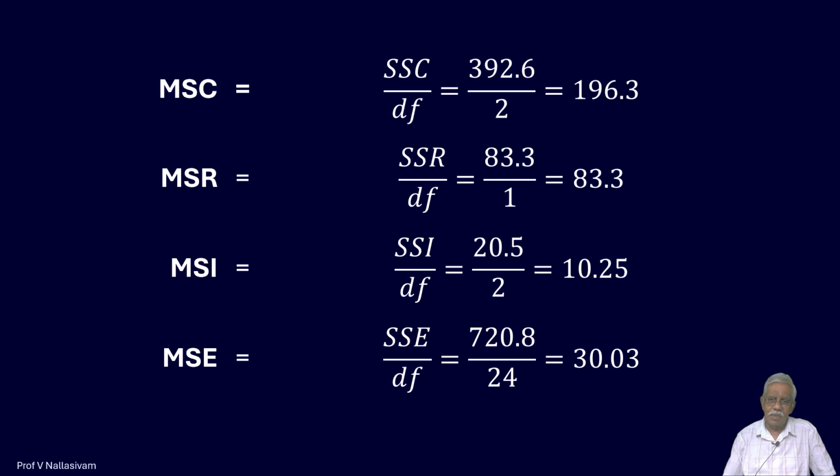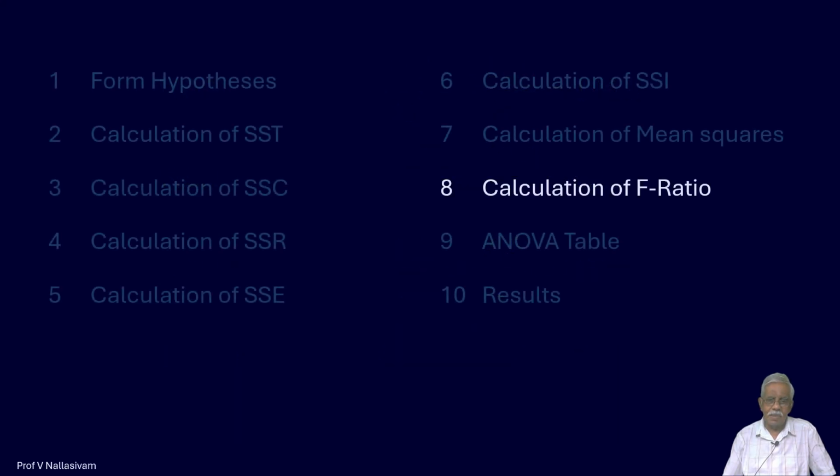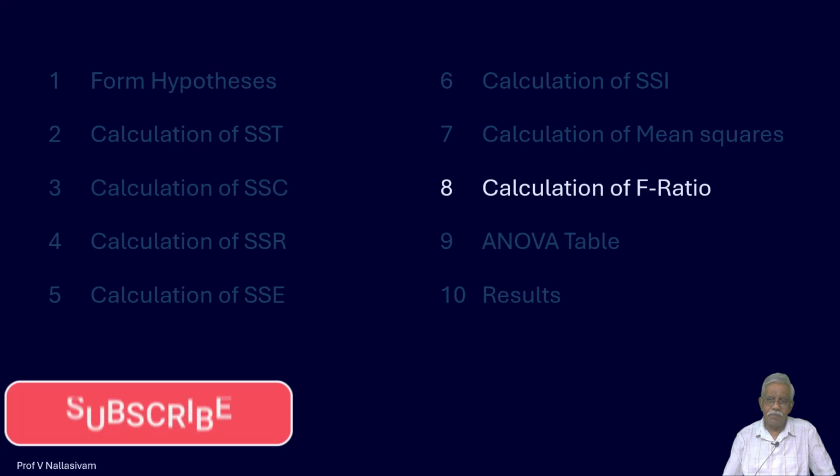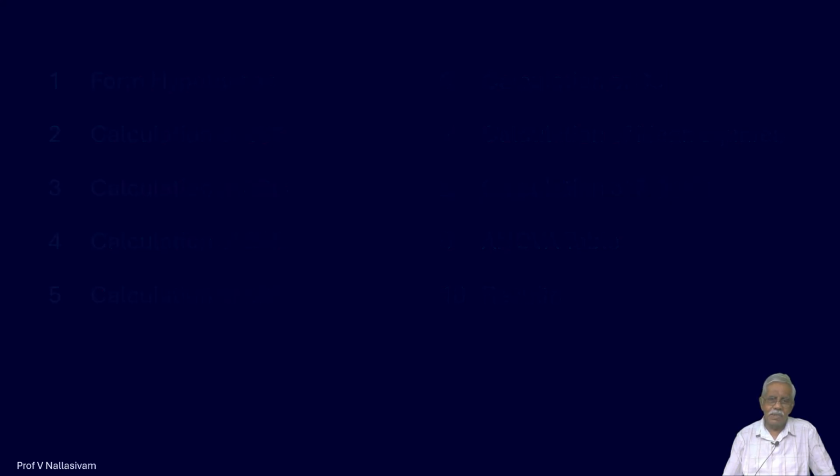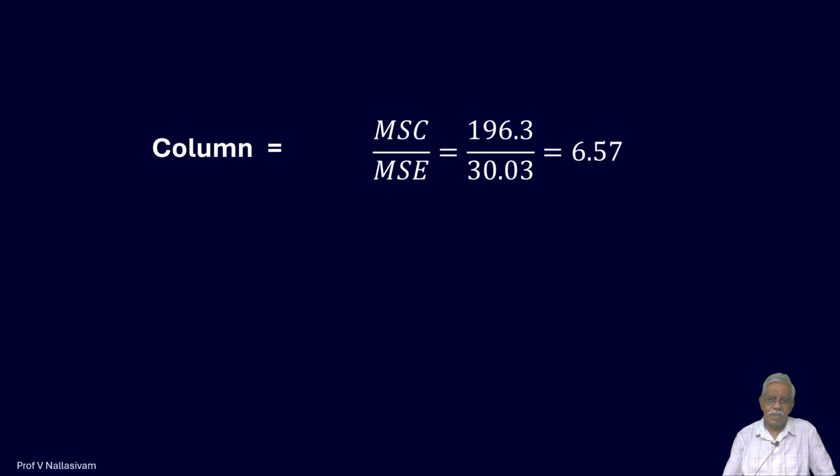MSE equal to SSE divided by degrees of freedom equal to 720.8 divided by 24, 30.03. Well, next we have to find the F ratio of column, row and interaction by dividing MSC, MSR and MSI by MSE. We shall do it here.